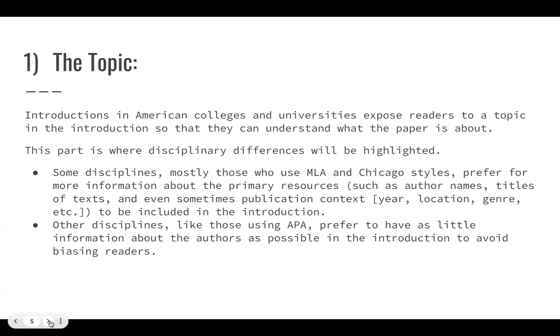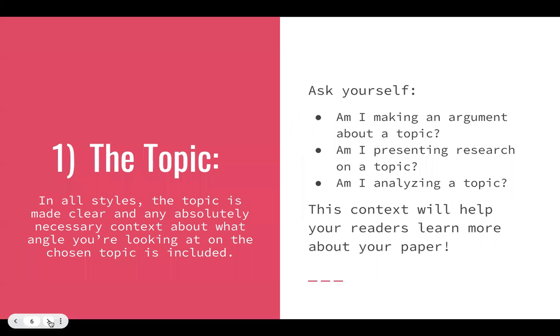This part is where disciplinary differences will be highlighted, though. Some disciplines, mostly those who use MLA and Chicago styles, prefer more information about the primary resources, such as author names, titles of texts, and even sometimes publication context like the year, location, and genre, to be included in the introduction. Other disciplines, like those using APA and ASA, prefer to have as little information about the authors as possible in the introduction to avoid biasing readers. In all styles, though, the topic is made clear and any absolutely necessary context about what angle you're looking at on the chosen topic is included.